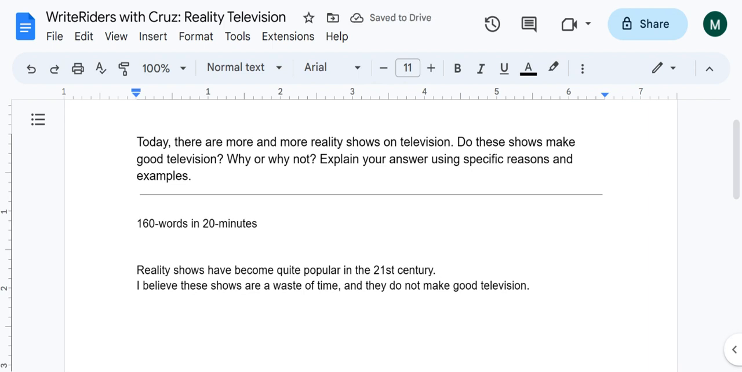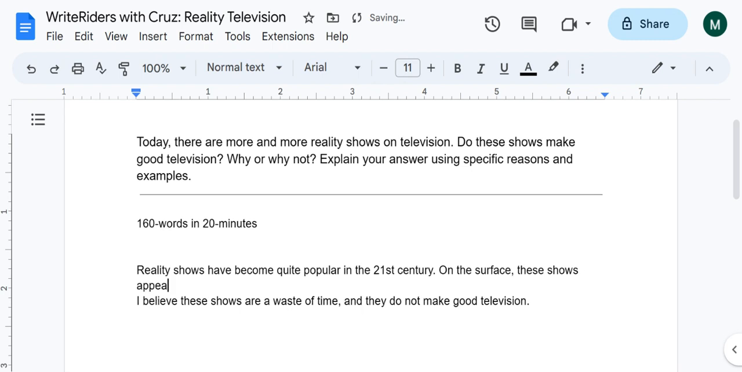Right Writers, I have 14 minutes and 45 seconds remaining. Reality shows have become quite popular in the 21st century. On the surface, and so I'm going to bring out some positives and then I'm going to end with negatives. On the surface, these shows appear quite harmless. On the surface, these shows appear harmless.